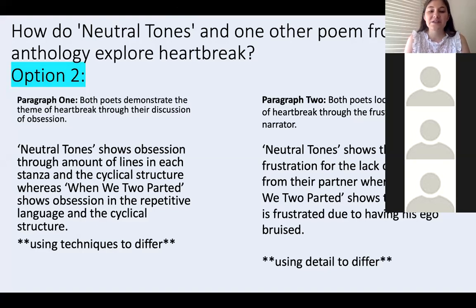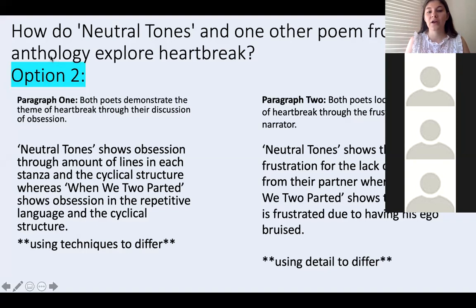So what I've done in this case is I've shown how they're different with the techniques that they use. Okay, I did show a similarity, if you realized, because I did say that both use a cyclical structure, but I did show that they also have a difference, okay? One uses the amount of lines in each stanza to show the obsession, and the other one uses repetitive language, so repetition in the poem, to show the obsession, okay? So that technique that is on the left-hand side shows how you can differentiate the poems using the techniques that they use.